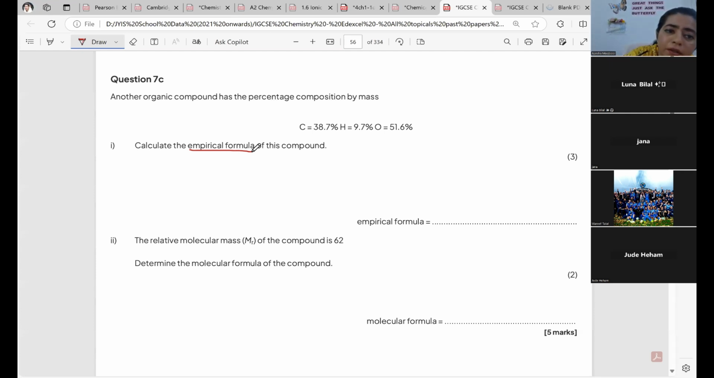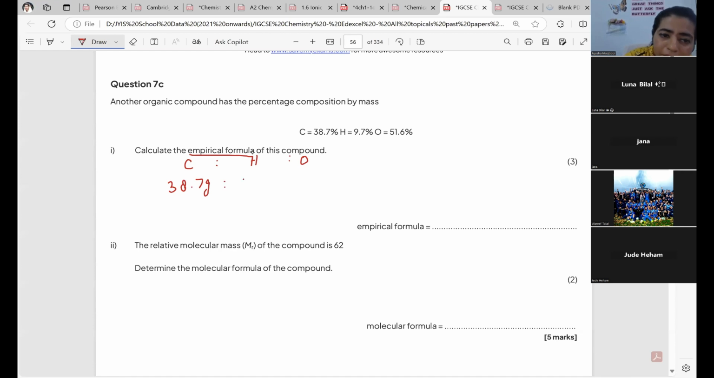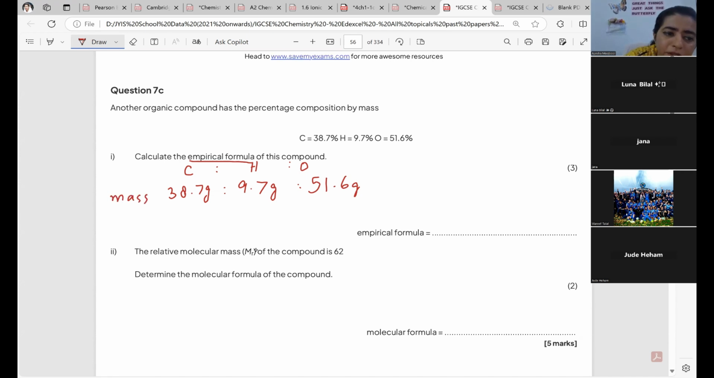The mass of carbon is 38.7. Mass of hydrogen is 9.7. Mass of oxygen is 51.6. Then we find the AR, which is from the periodic table. For hydrogen and oxygen, hydrogen is 1 and oxygen is 16. For carbon, I guess 6. No, carbon is 12. Remember, carbon 12, hydrogen 1, oxygen 16.